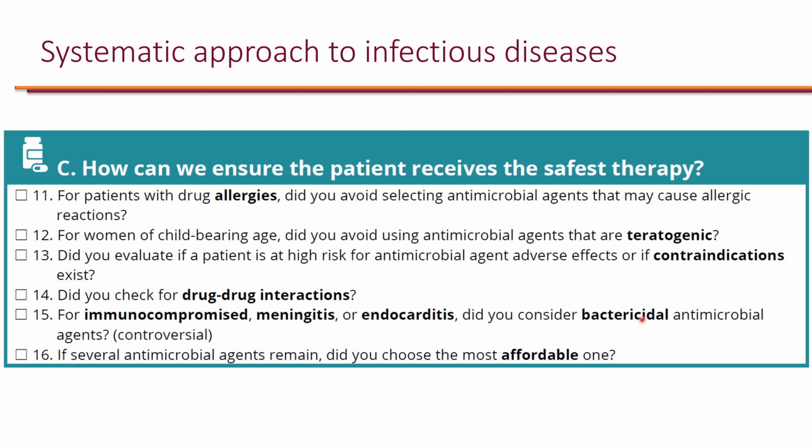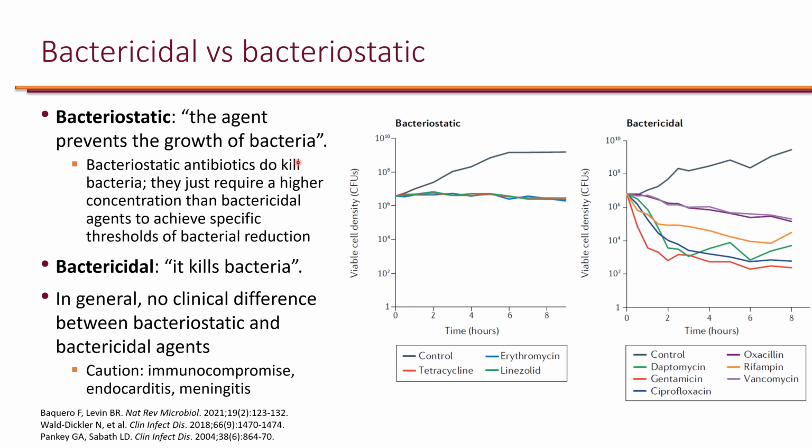Now this is a bit controversial because the evidence for this is not clear, so it's not studied well. But in theory, we think that bactericidal agents may benefit patients who are immunocompromised or have meningitis or endocarditis. And here's what that means. Essentially, the definition of bacteriostatic means that the agent prevents the growth of bacteria, whereas bactericidal means that it actually kills bacteria. So let's look at the graph in the middle, on bacteriostatic.